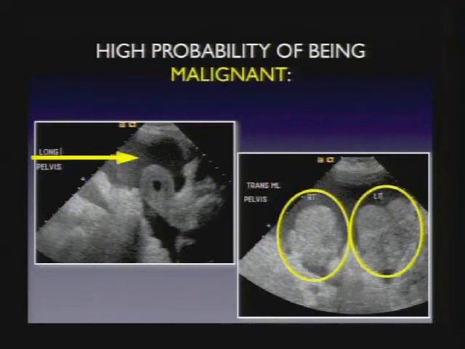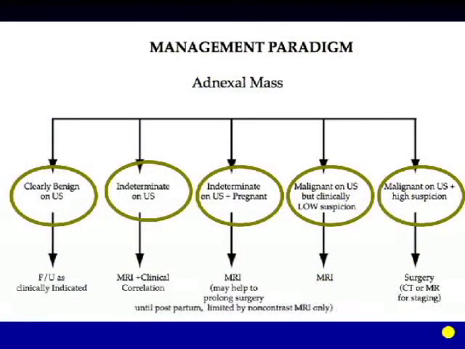Another thing I want you to think about: if you see bilateral ovarian solid masses, oftentimes you should query if there is a history of other malignancy, because bilateral solid masses would be more indicative of metastatic disease rather than primary ovarian malignancy. So the management paradigm for adnexal masses, what I'd recommend would be, if they're clearly benign on ultrasound, follow up as clinically indicated.